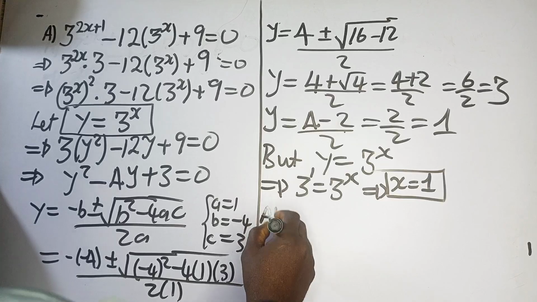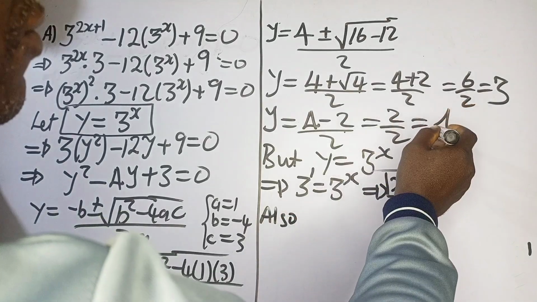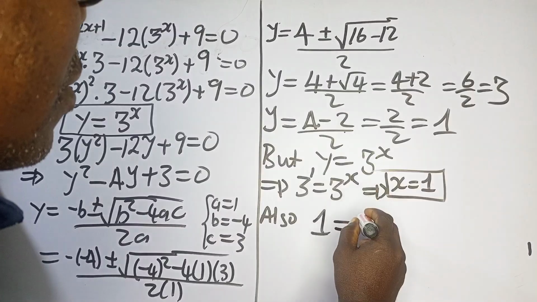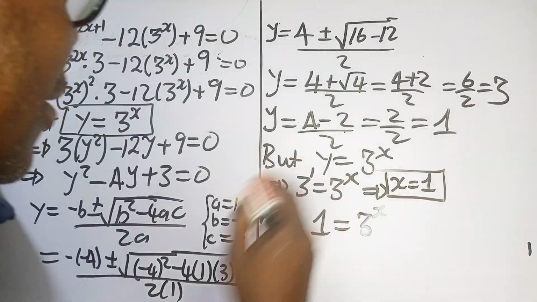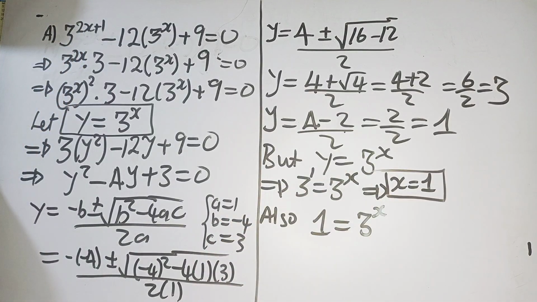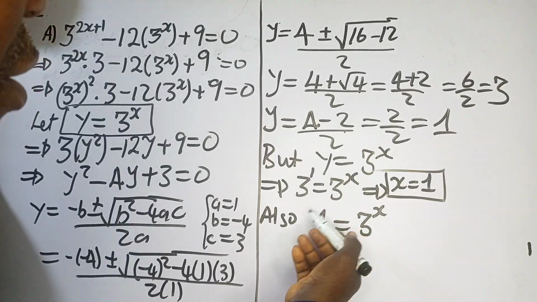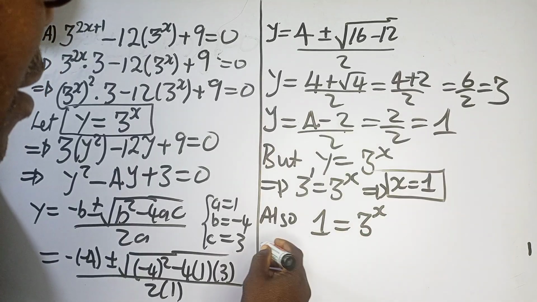All right, so we take the next value of y. The next value of y is 1. So we say 1 is equal to, we're using that relation, 3 to the x. Now pay attention. This is index form with base 3. Can we change this to an index form with base 3? Yes.